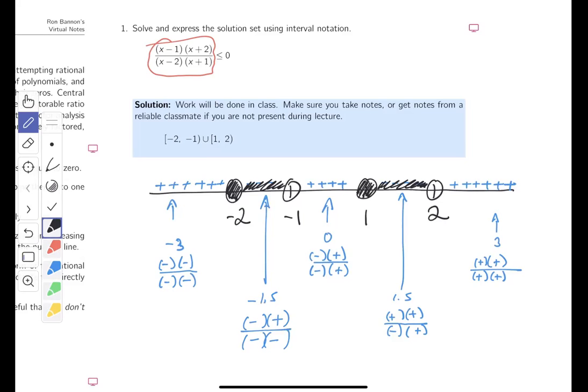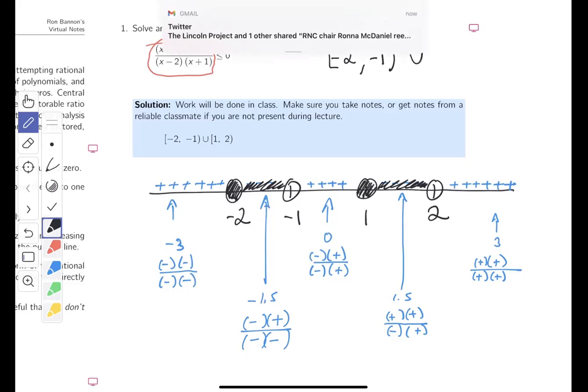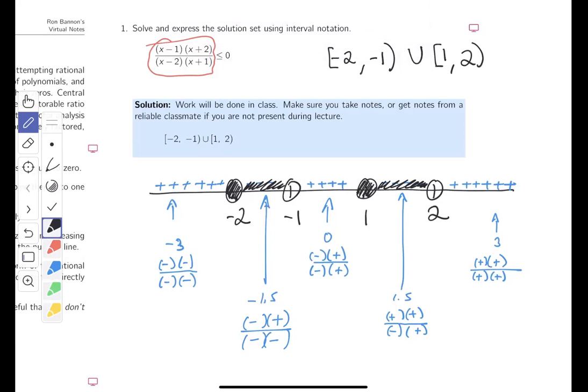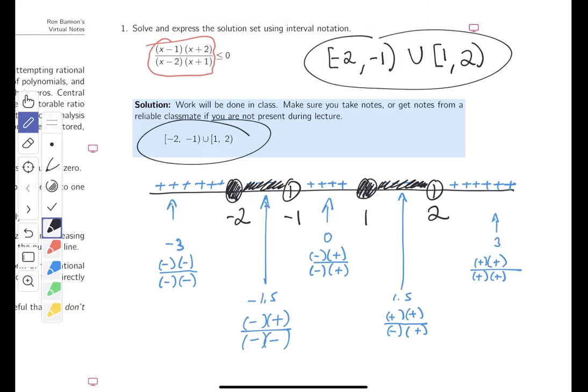So let's write our intervals down. Where does it start? Minus 2. That's on the left. It's inclusive. Up to minus 1. That's on the right. It's exclusive. Union 1. That's on the left, inclusive. And it goes up to 2, which is on the right, exclusive. Make sure you're getting the same answers we provide to you. All right, that's number 1. Let's go to number 2.